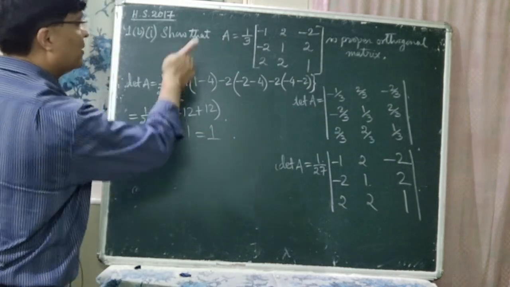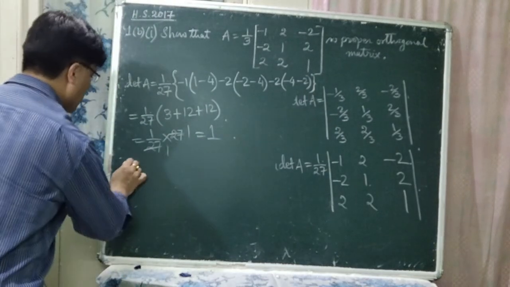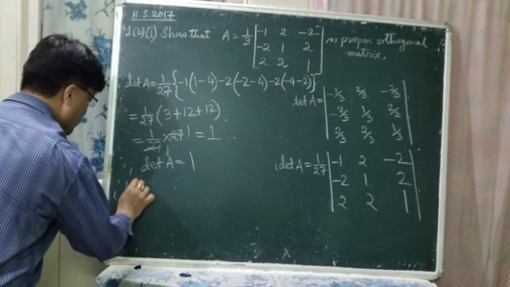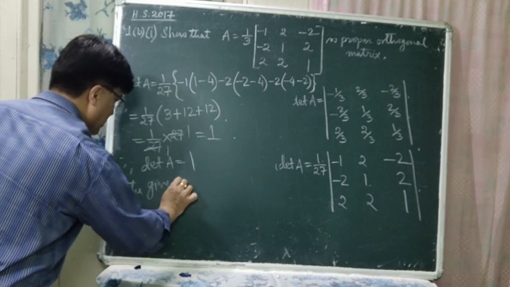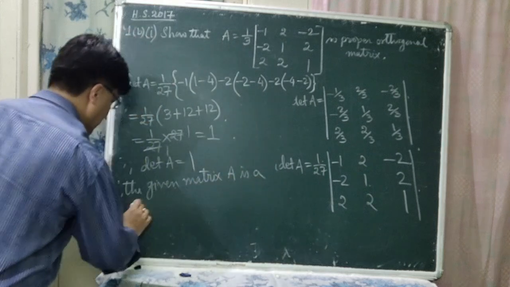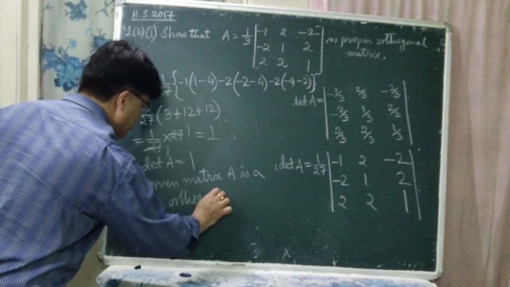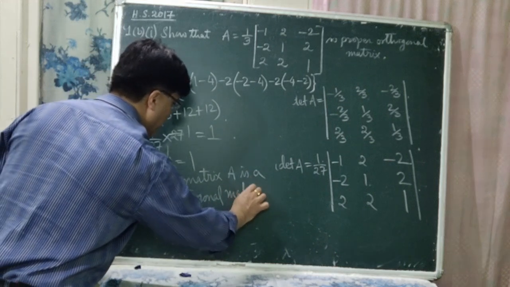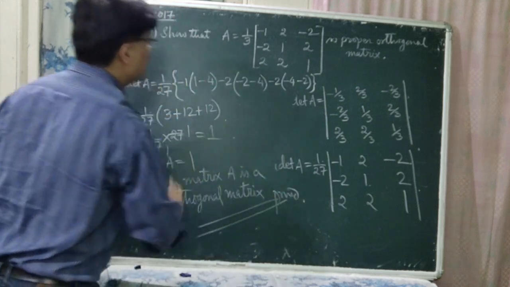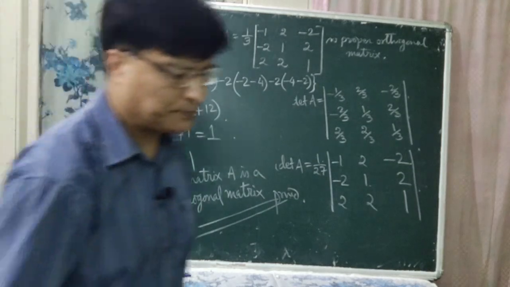Since det A is equal to 1, this given matrix A is a proper orthogonal matrix. Okay. Since det A is equal to 1, therefore the given matrix A is a proper orthogonal matrix. So it is proved. So I think you have understood it. So we'll do the next question now.